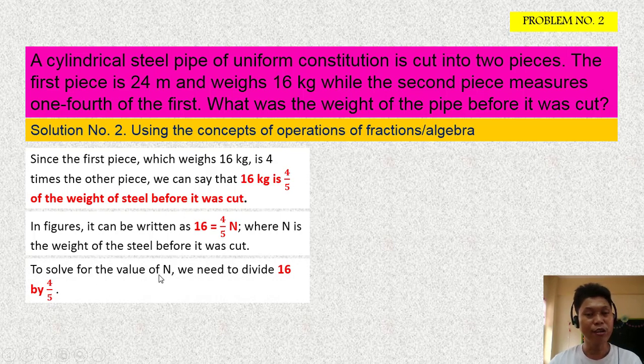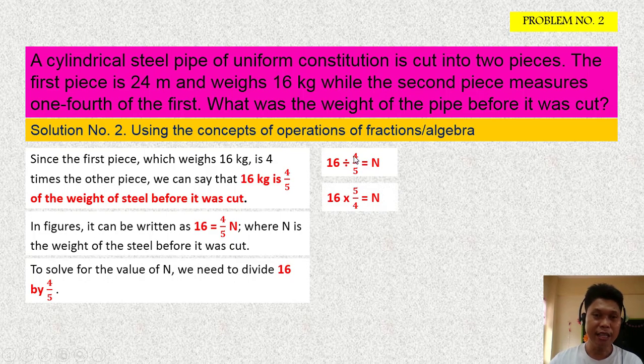To solve for the value of N, we need to divide 16 by 4/5, because in fractions or in simplifying equations, we want N to be the only thing left, or to become 1. Whatever the number, fraction, or whole number is, you divide by itself. So since it is 4/5, we divide by 4/5 as well. So 16 divided by 4/5 is equal to N.